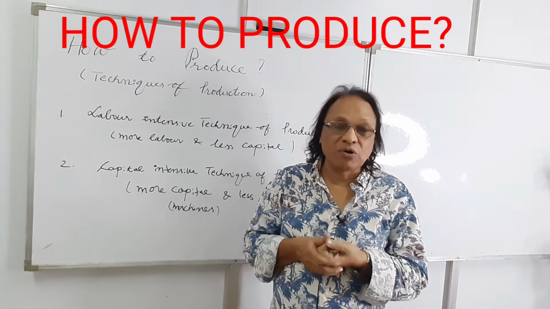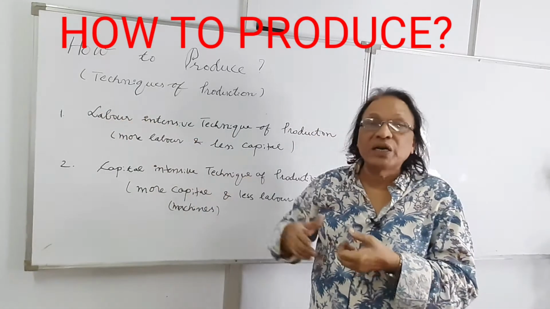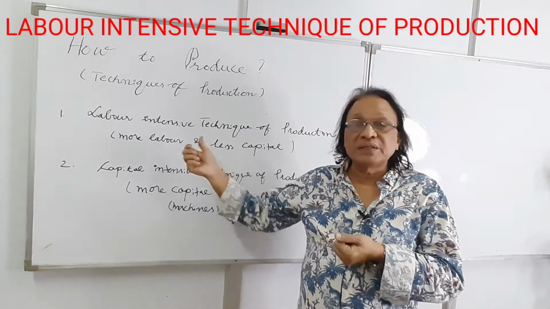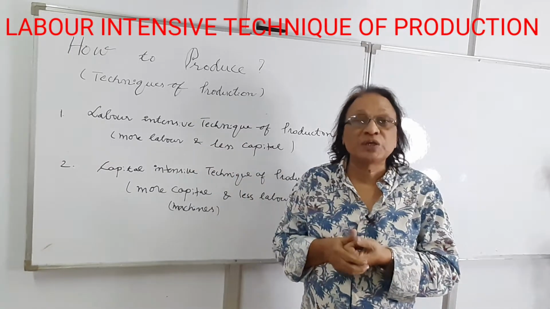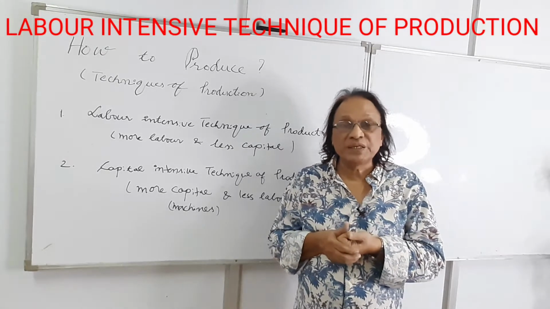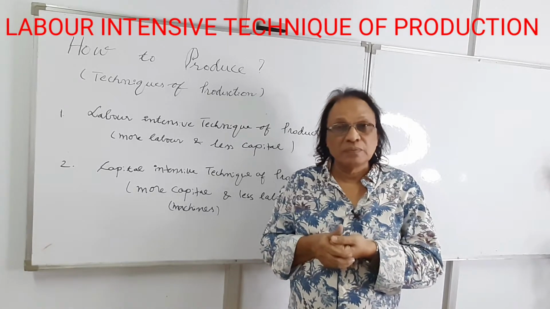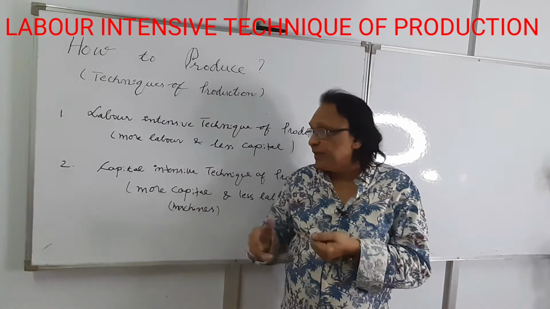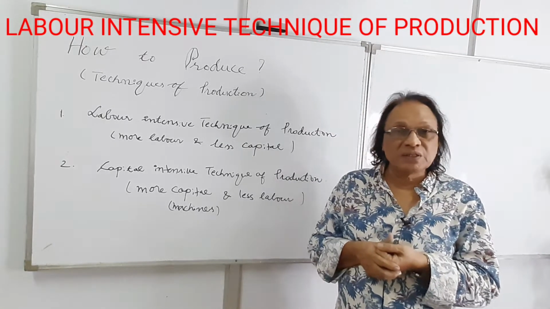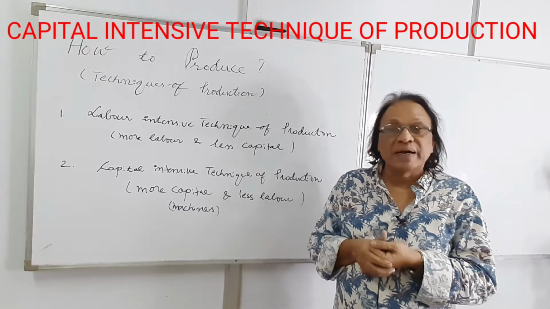Basically, for any economy, there are two techniques of production. One, we call the labor-intensive technique of production. In this technique, the economy uses more labor and less capital. Capital means machines, infrastructure. And the second technique is the capital-intensive technique of production. In this technique, the economy uses more capital, that is machines, and less labor.